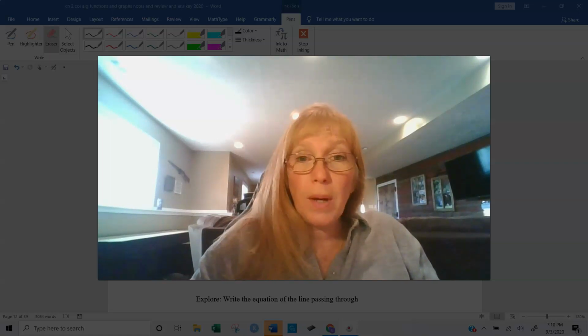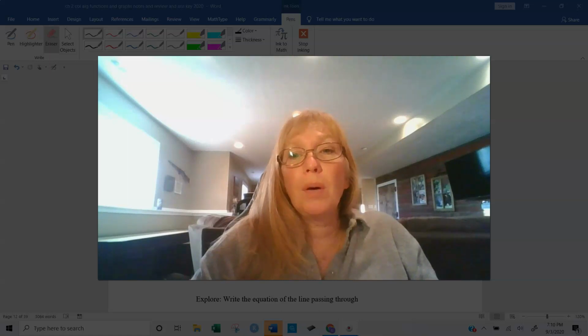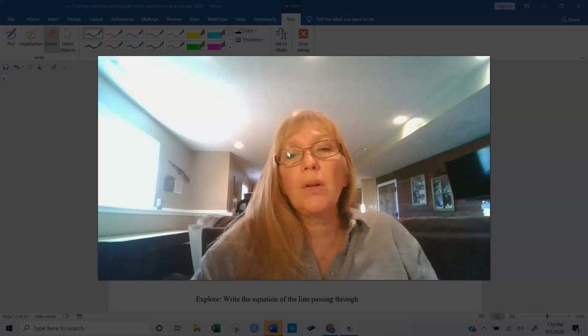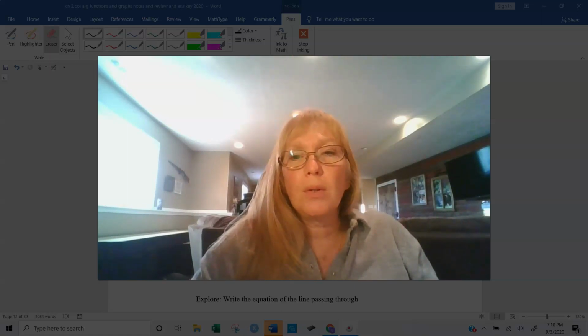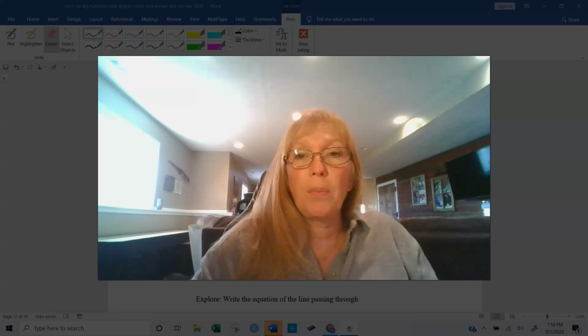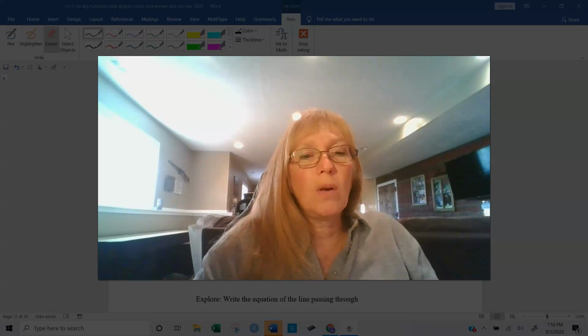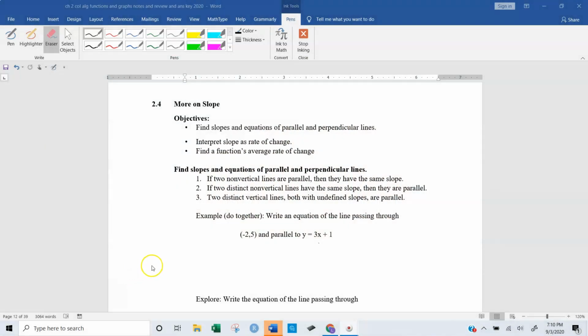This is all about slope again, so nothing too major, but we will be talking about parallel, perpendicular, vertical, horizontal, how those were in effect, and then how to write equations knowing that something's parallel and perpendicular. So get your notes out and let's get going.